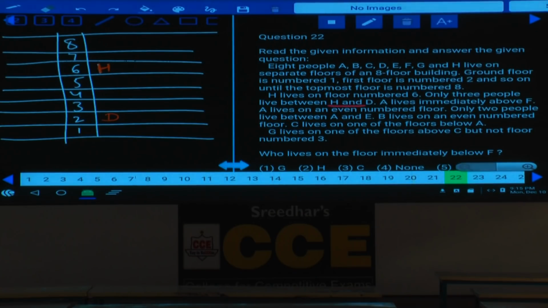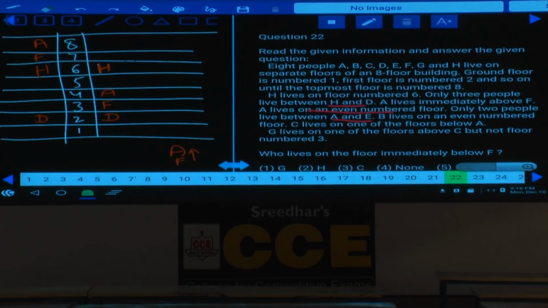A lives immediately above F. A is immediately above F, and this A is living on an even number floor. As A is living on an even number floor, hence A and F can be on the 4 and 3, isn't it? A is on the 4th floor, F is on the 3rd. Then what is the other possibility here? If H is here, D will be here. A is on an even number floor immediately above F, A is on the 8th floor, F will be on the 7th floor.